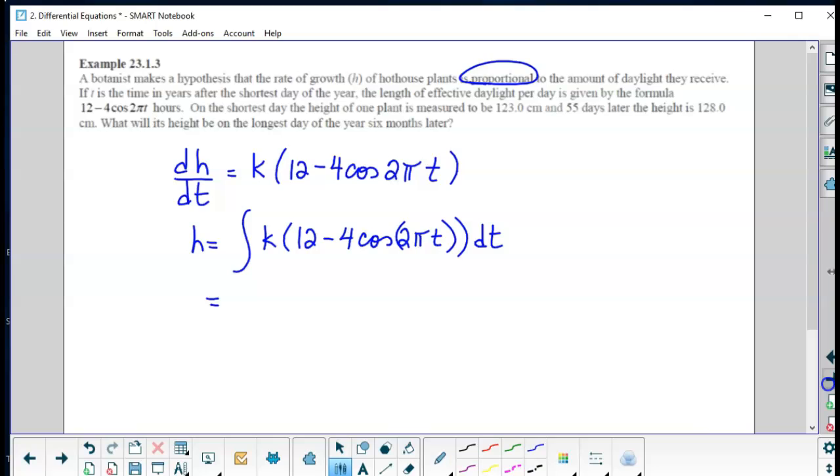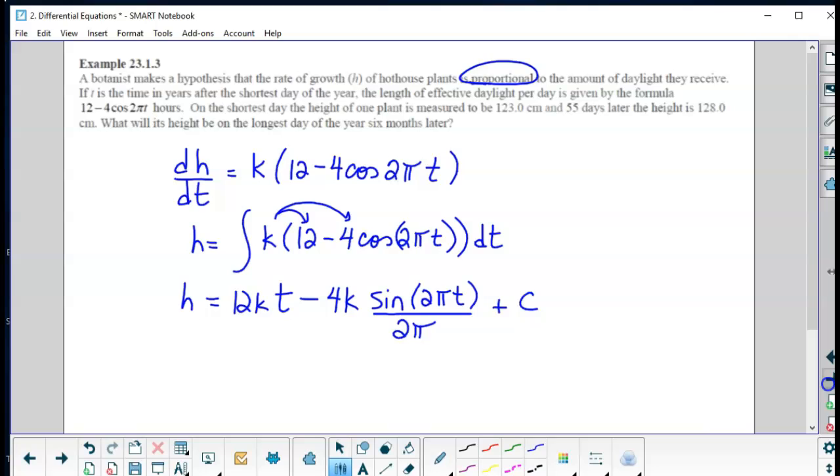Okay, so there's no variables here. So this is 12kt. t is the variable, right? Then minus 4k, because that k is distributed. And then integral of cos. So that's going to be sine of 2 pi t. Now really, you can substitute u in for 2 pi t, or you can do that in your head. This is going to be over 2 pi. Okay, and then plus c.